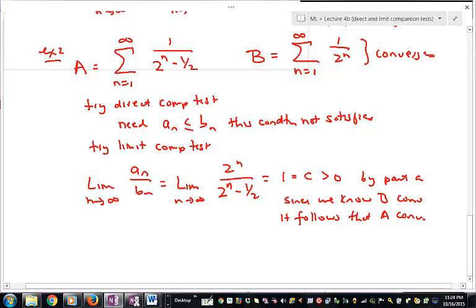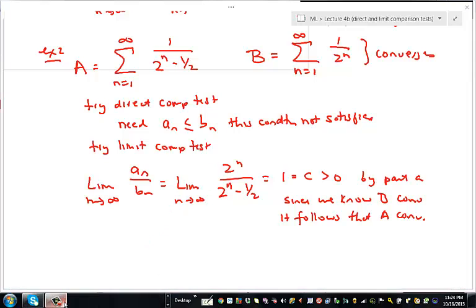Okay, so those are two nice theorems. When we have things that look like P series or look like geometric series, these will be the first two theorems that we try out.